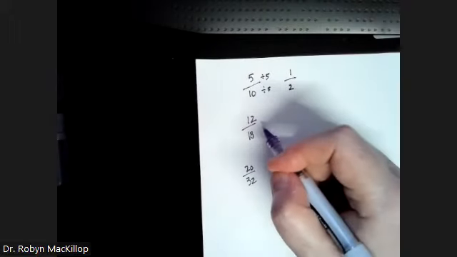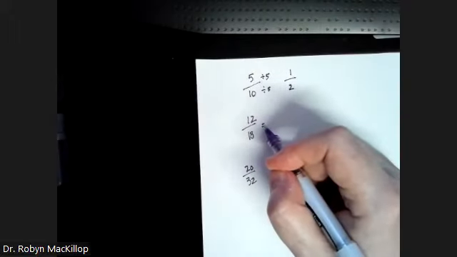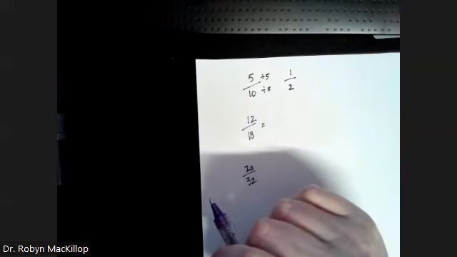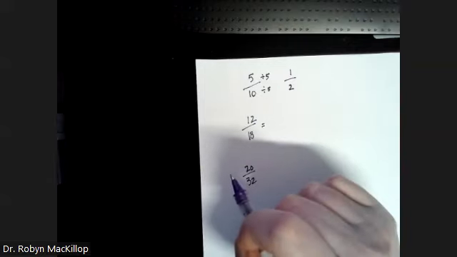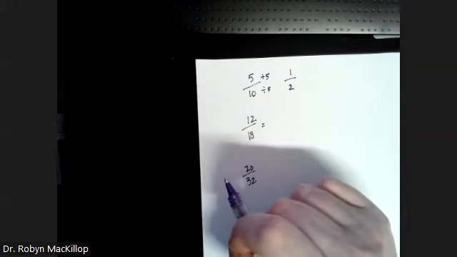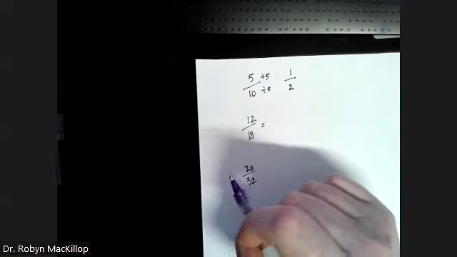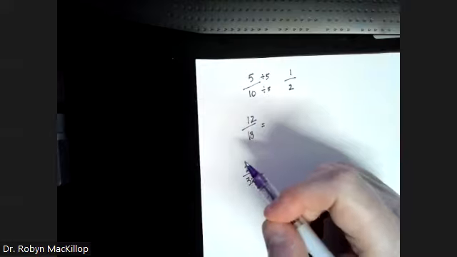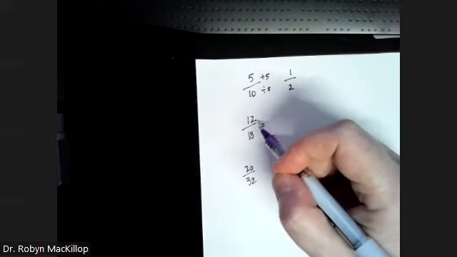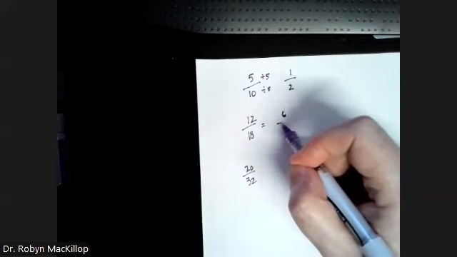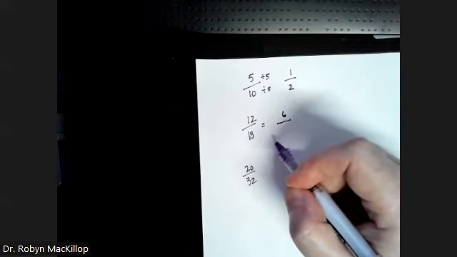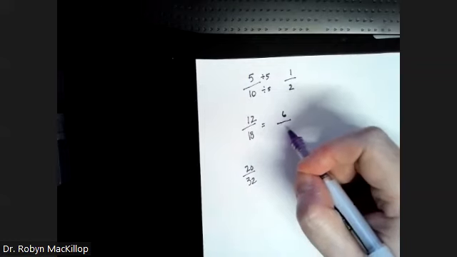Now 12/18, they're both even. So immediately, you know, at the very least, you can cut them in half. You can either determine what number goes into both 12 and 18 evenly, or you can just say, I'm going to cut them in half until I can't do it anymore. So let's start with the cutting in half. If we cut 12 in half, that is 6. And cutting it in half is the same as dividing by 2. And then 18 cut in half is 9.